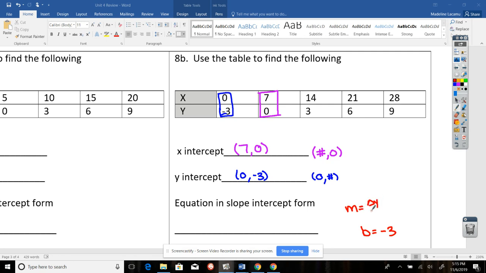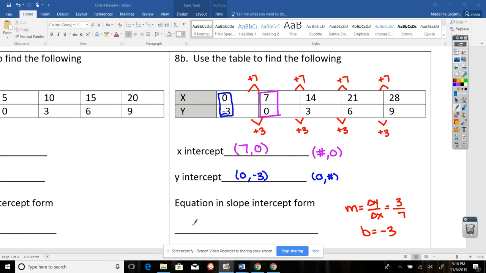So m is change in y over change in x for tables. From -3 to 0, that's +3. From 0 to 3, it's +3. 3 to 6, +3. And 6 to 9 is +3. From 0 to 7, it's +7. 7 to 14 is +7. 14 to 21 is +7. 21 to 28 is +7. So we know that our change in y values is +3, and our change in x values is +7. That means our slope is 3 over 7.